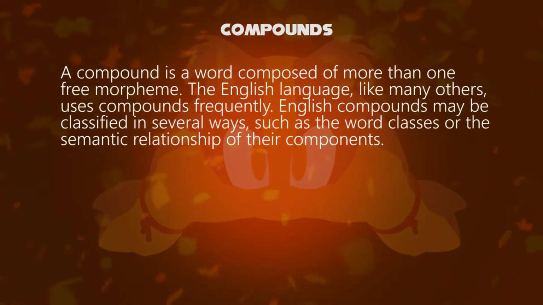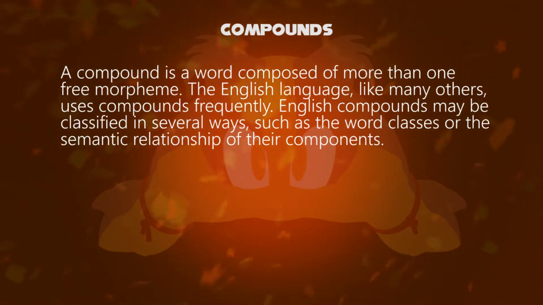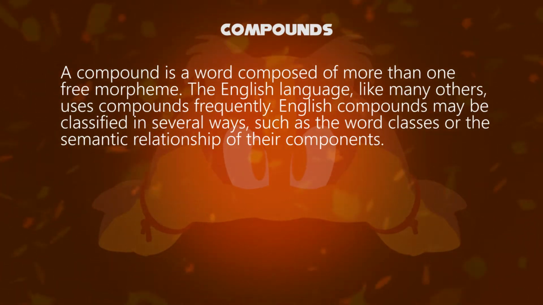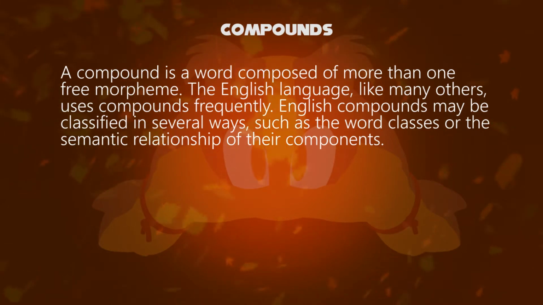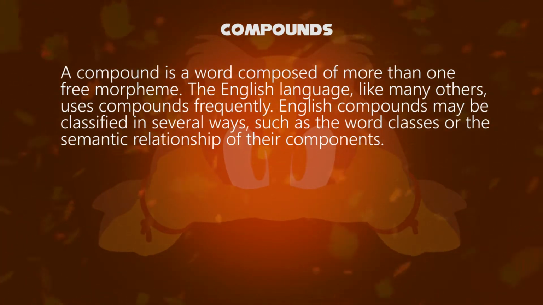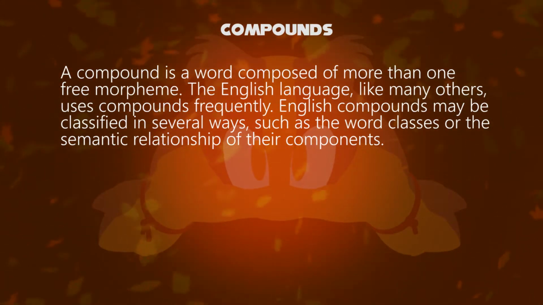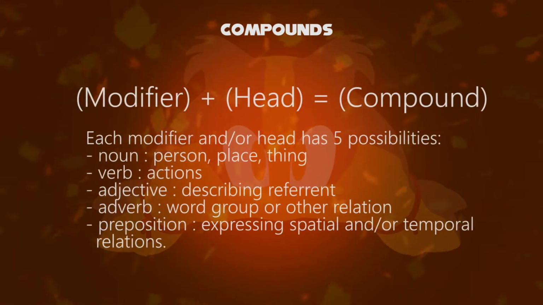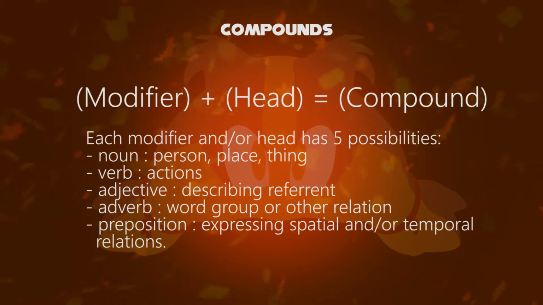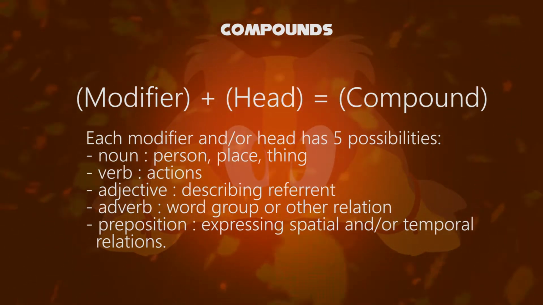A compound is a word composed of more than one free morpheme. The English language, like many others, uses compounds frequently. English compounds may be classified in several ways, such as the word classes or the semantic relationship of their components. In general, we have a modifier and a head, which form a compound.